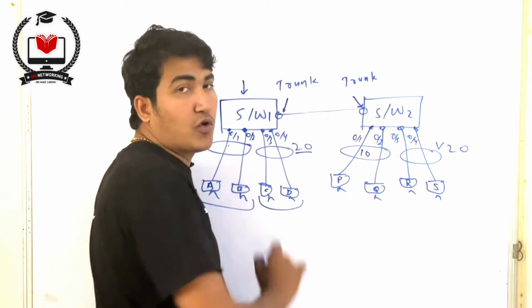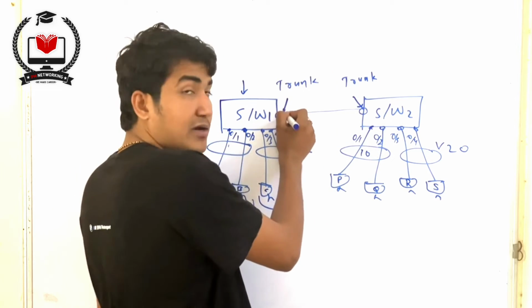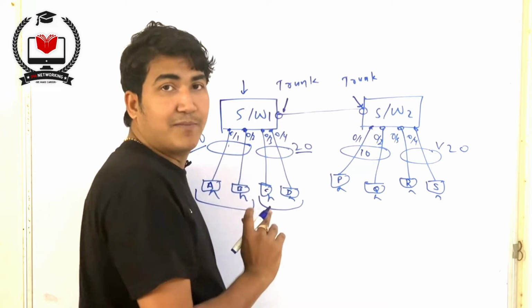Fine. Now, once you have configured trunk on switch 1 and switch 2, we need to define a protocol over here. So first of all, understand why we need to run a protocol on the trunk port.